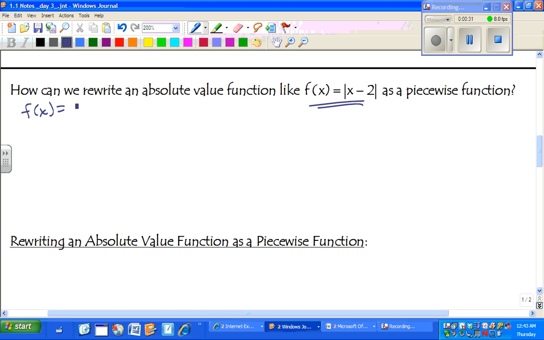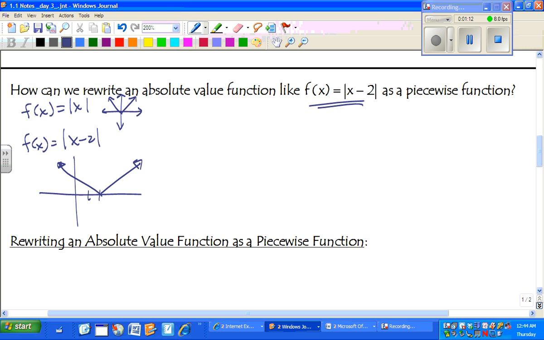So f of x equals absolute value of x would look like this, right? V shape with a vertex at the origin. Slope of the line over here is 1, slope over here is negative 1. Well, if we subtract 2 on the inside with the x, remember we talked about that recently, if you subtract 2 on the inside, we're going to move it to the right 2. So the graph of the function we're looking at looks something like this.